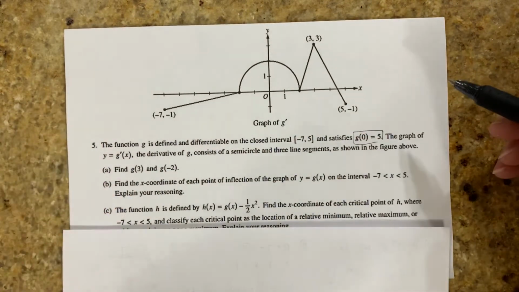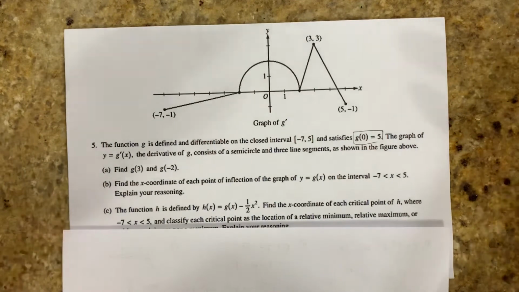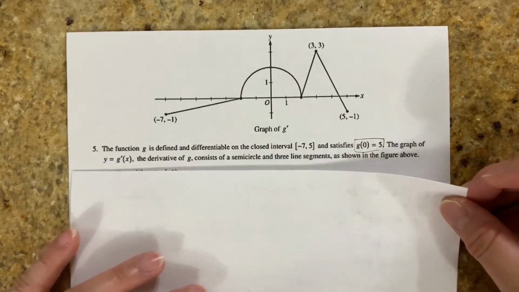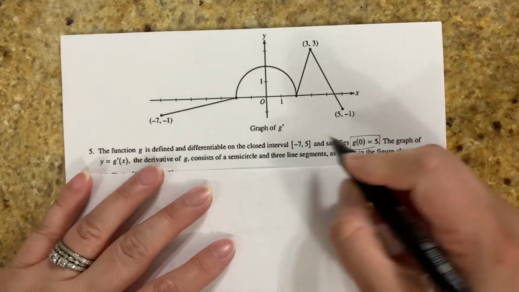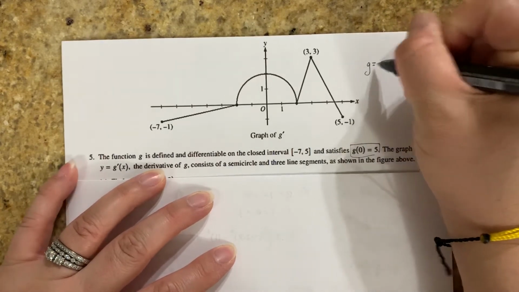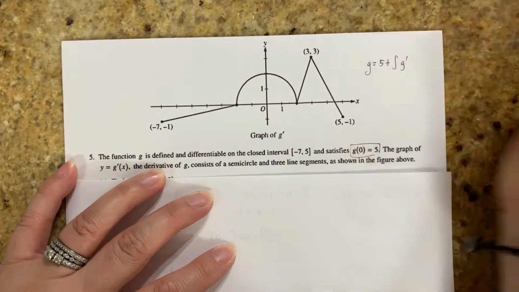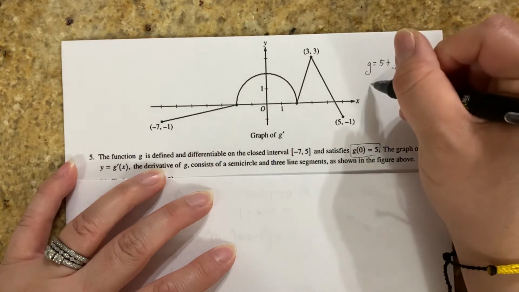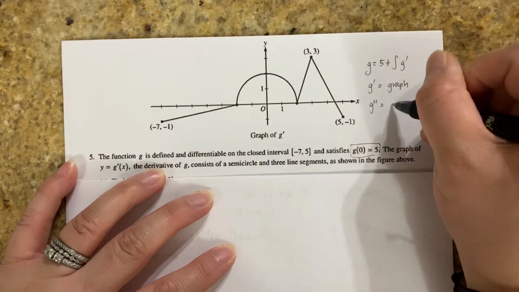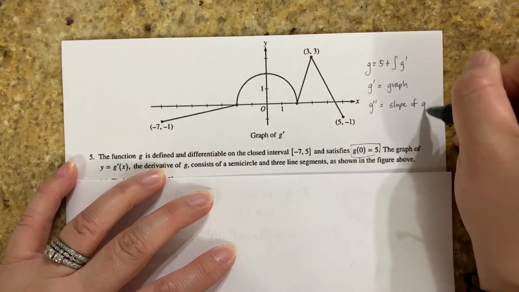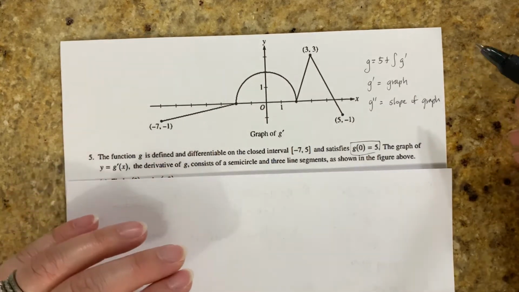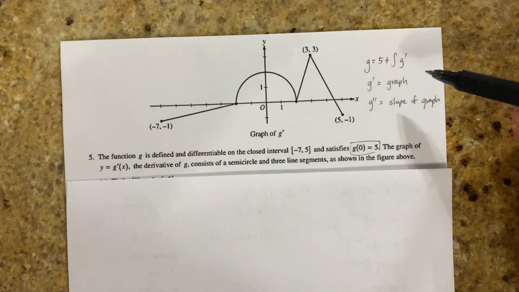So keep in mind that this is not the original function. Another way to look at this is that if we want g, knowing that this is g prime and that our initial condition is 5, g will equal 5 plus the integral of g prime. If you want to look at the derivative, that's looking at the graph. If you're looking at the second derivative, you're looking at the slope of the graph. We had something like this before, and this is going to show up a lot, so make sure you understand the relationship between these three functions.